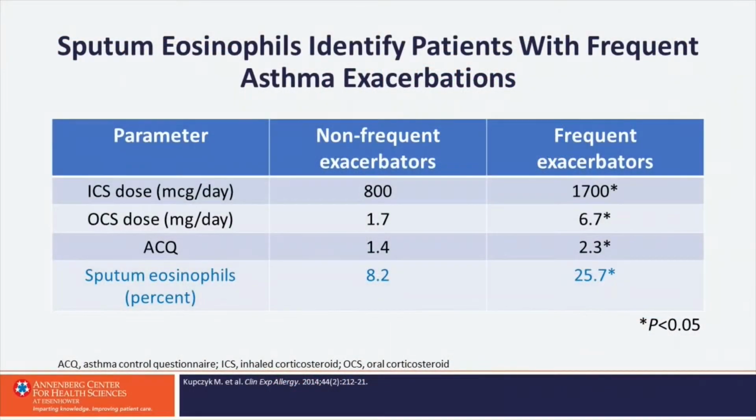Now, sputum eosinophils have also been shown independently to be a very important predictor of patients who have frequent asthma exacerbations, defined as more than 2 exacerbations per year requiring oral corticosteroids. This was a large collaborative study published in Europe where they tried to characterize what features really helped identify the patients that we should be most worried about. What we're looking at is a parameter, ICS dose, oral steroid dose, the asthma control questionnaire score, and finally, sputum eosinophils and the percent that were found in their sputum induction.